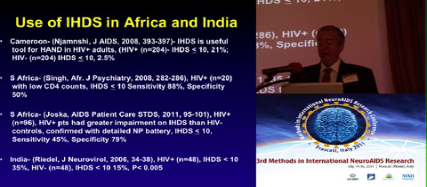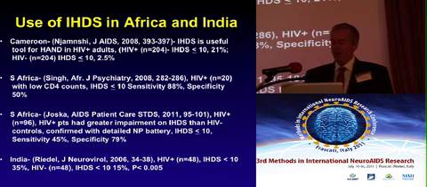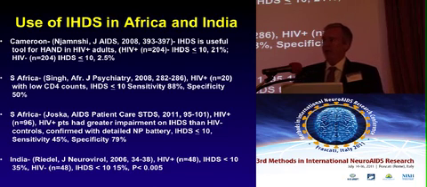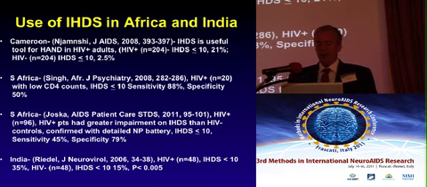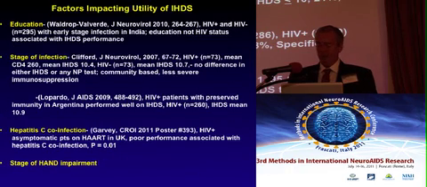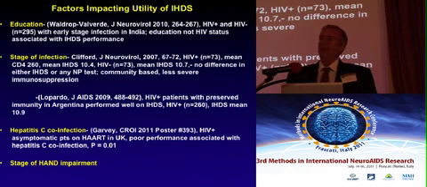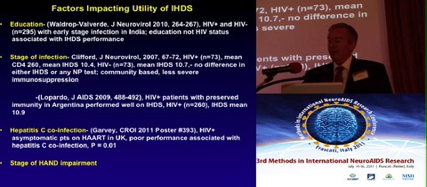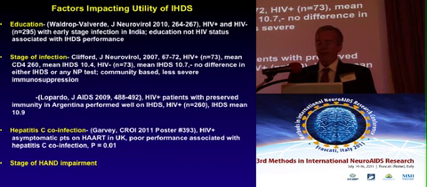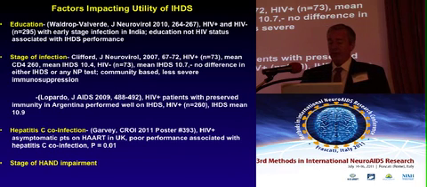In another study in India, also with subtype C HIV infection, again, the IHDS scored fairly well, identifying 35% of patients with cognitive impairment compared to 15% among seronegatives. So what are some of the factors impacting the utility of a screening test like the International HIV Dementia Scale? Education seems to be important. In a recent study among HIV positive and HIV negative individuals with early stage infection in India, it was education rather than HIV status that seemed to be associated with poor performance on the screening test.